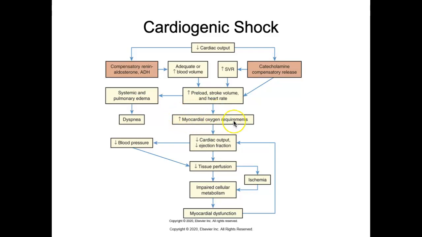So we're going to increase the myocardial oxygen requirements, which then leads to further decrease within the cardiac output and the ejection fraction. That then decreases our tissue perfusion, leading to ischemia, and that impairs our cellular metabolism, which then is going to cause myocardial dysfunction. So these patients will start to experience, like we said, dyspnea, tachypnea, systemic venous and pulmonary edema that we mentioned, our dusky skin color and marked hypotension, and oliguria.